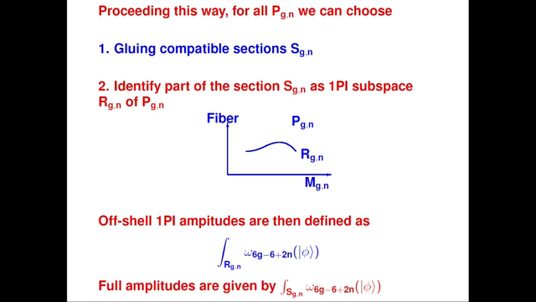Once you have done this, we can define the full off shell 1PI amplitude as the integral of omega over RGN. If you want the full amplitudes, you have to do the same integral, but now over the whole of SGN. This is the only difference between the off shell amplitudes and 1PI amplitudes. Is this point clear?